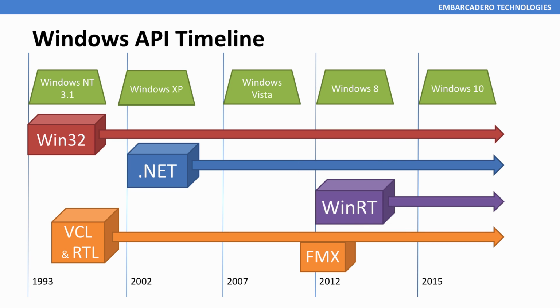Now we come to 2015 with Windows 10. In Windows 10, we see a big shift with WinRT in that WinRT has been opened up, and you have this high level of interaction between Win32, .NET, and by extension, the VCL and the RTL. So Windows 10 has made Win32 applications, native applications, VCL applications, RTL applications, and FireMonkey applications first-class citizens on Windows 10 because they have full access to WinRT.